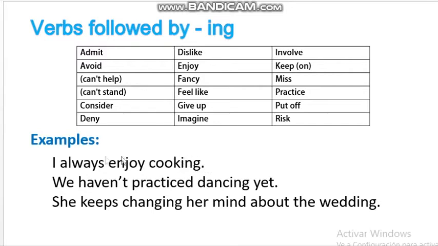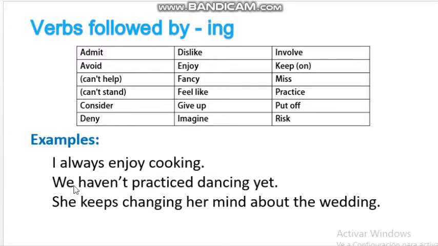What I am explaining is that after one of these verbs, the other verb that comes after must be written with ing. For example, I always enjoy cooking. Why do we write cooking with ing? Because enjoy is in the list. As you can see, enjoy. So, if we have enjoy in the sentence, the other verb must be followed with ing.